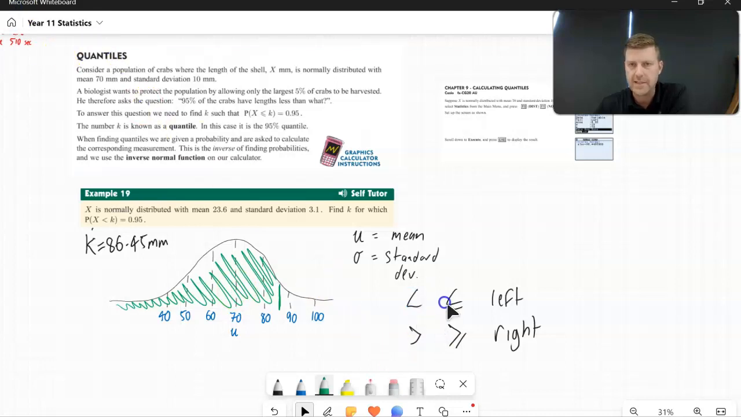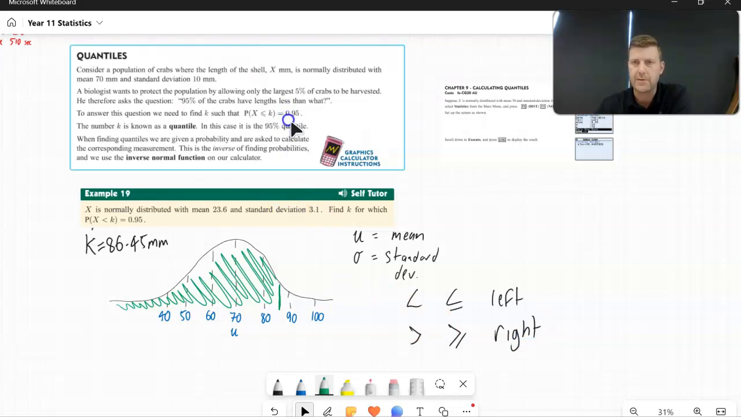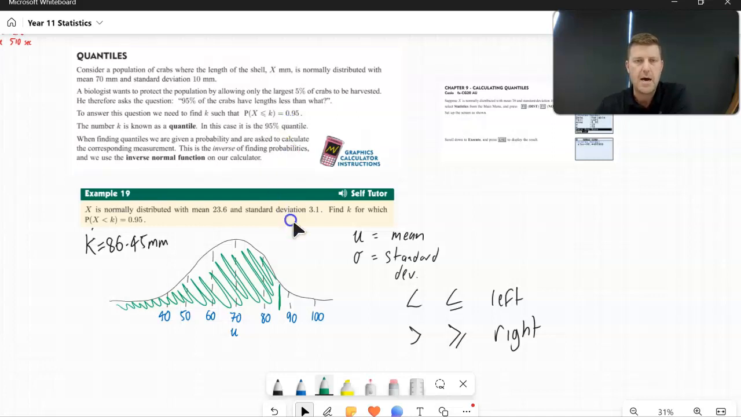Okay, and that's the process essentially to work out quantiles. Like I said, if it's a less than or equal to, the tail will be on the left. If it's a greater than or equal to sign, our tail will be on the right. We're just putting in the percentage as a decimal, so convert that to a decimal. It's the probability that they'll give us, and then once you've got your mean and your standard deviation, you can just execute and solve from there.